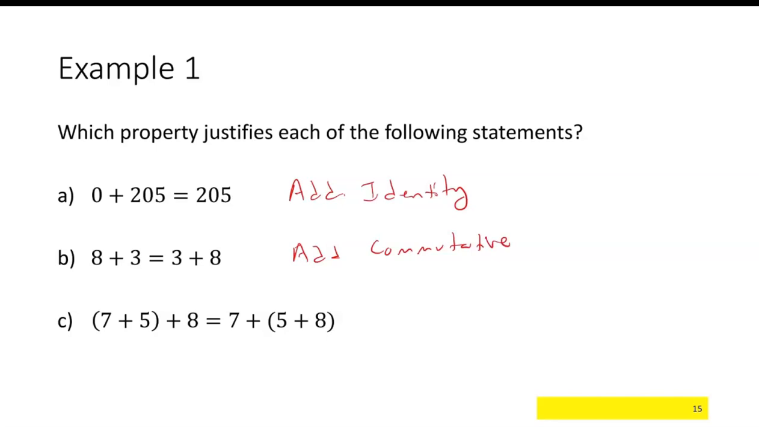And the last one, 7 plus 5 plus 8 equals 7 plus 5 plus 8. The only thing that changes, the order is the same, so it's not commutative. But what's changed is on the left side, I'm doing 7 plus 5 first. And on the right, I'm doing 5 plus 8 first. So this would be additive associative.